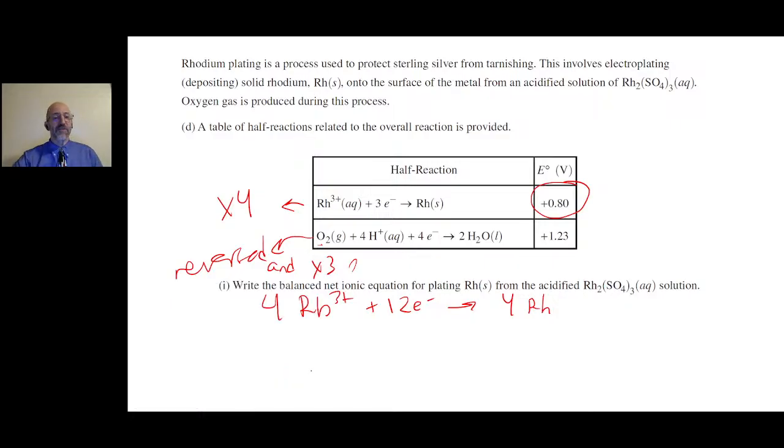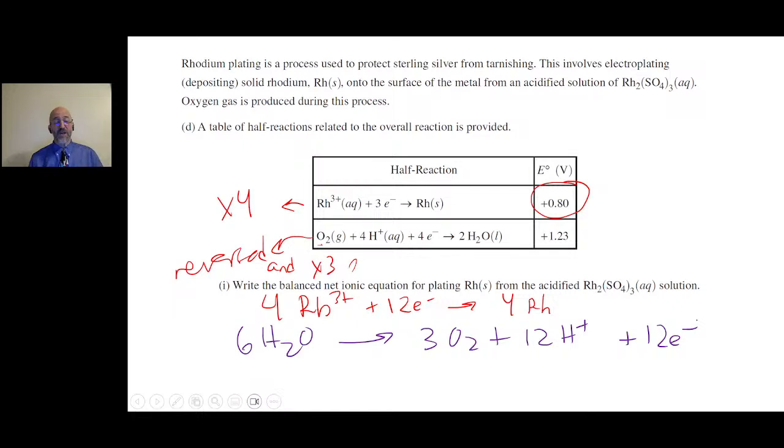Okay, so the other one that I flipped and multiplied by 3, it's going to be 6 water, because I multiplied by 3. And it's going to be 3 O2, 12 H plus, and 12 electrons. Do not put electrons on both sides of the equation, kind of like spectator ions. If you have 2 sodium ions on the left and 2 sodium ions on the right, don't put that in your final answer. So we're going to cross off the electrons and then just write our final answer.